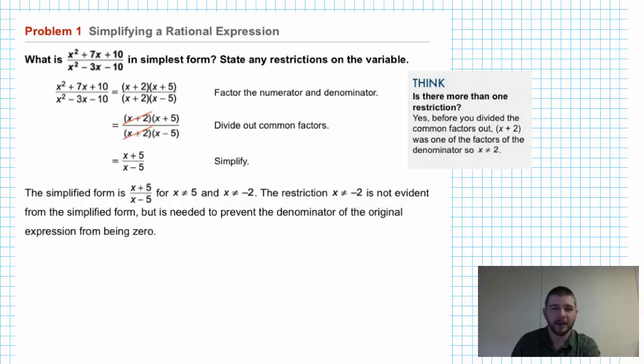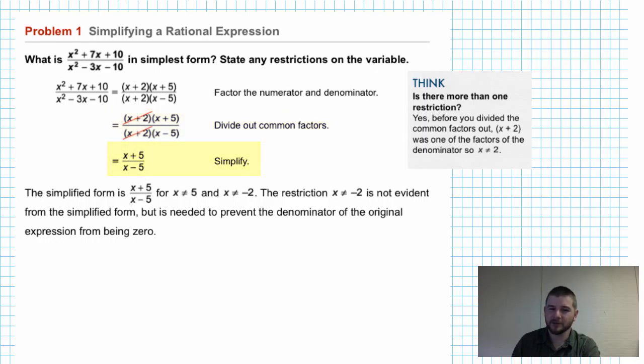Example problem number 1, simplifying a rational expression. The question is, what is this expression in simplest form? State any restrictions on the variable. So that's important. We'll take careful note of that in just a moment. So first we factor the numerator and denominator. Good thing we've been reviewing factoring. We cancel out the binomial x plus 2 to find x plus 5 over x minus 5.